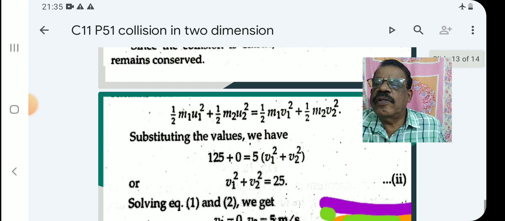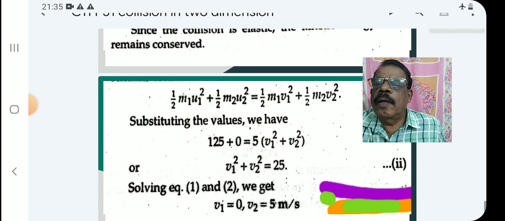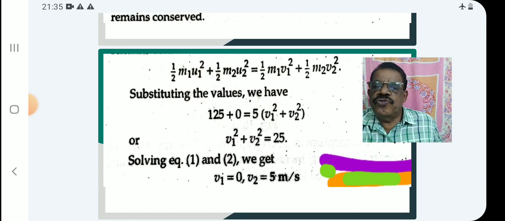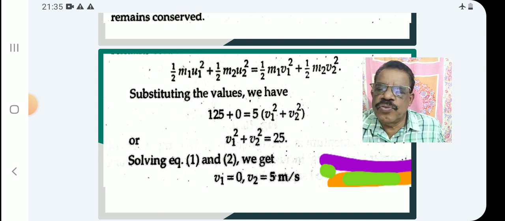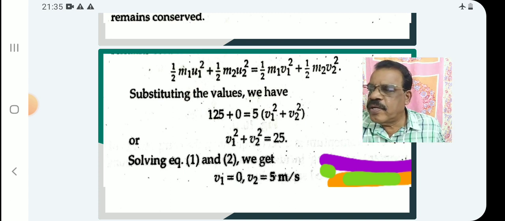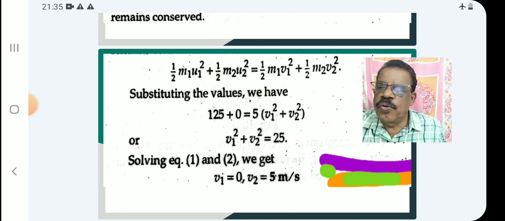That is all with class P51. This chapter, work energy and power, is over. In the next class, we start the next chapter, which is rotational dynamics. Thank you very much.